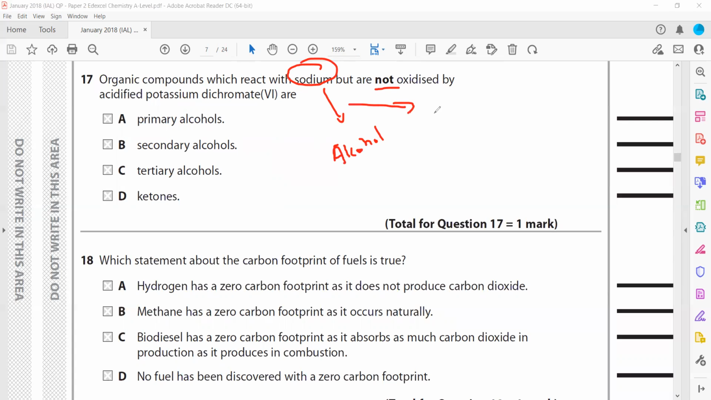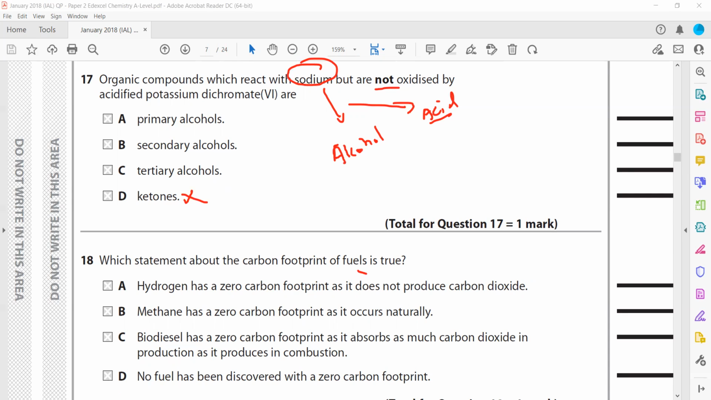or the carboxylic acid can react. So ketone is totally incorrect in terms of the oxidation. Like a ketone cannot be oxidized, as I mentioned, but it does not react with sodium. A ketone can be there, but it does not react with sodium. So alcohol can react with sodium. So it should be a tertiary alcohol.